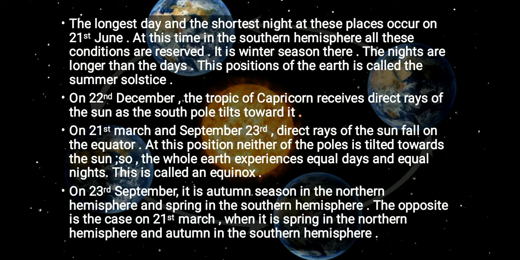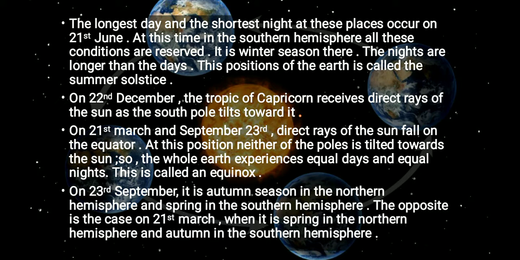On 22nd December, the Tropic of Capricorn receives direct rays of the sun as the south pole tilts toward it. So again on 22nd December, in the southern hemisphere, countries like Australia will have summer, and in the northern hemisphere, like we in India, we will have winter.